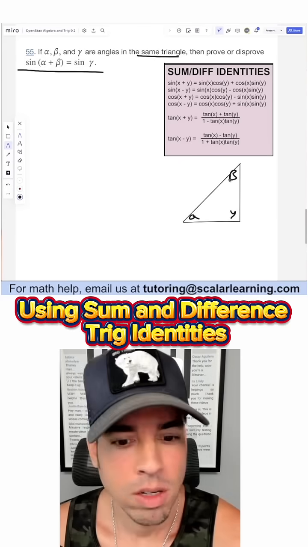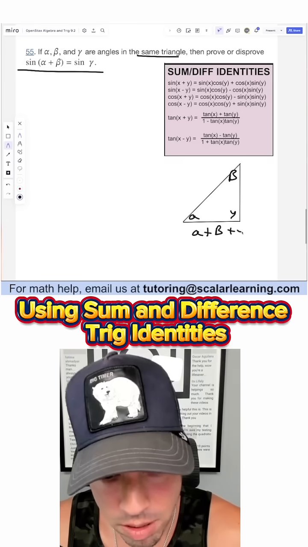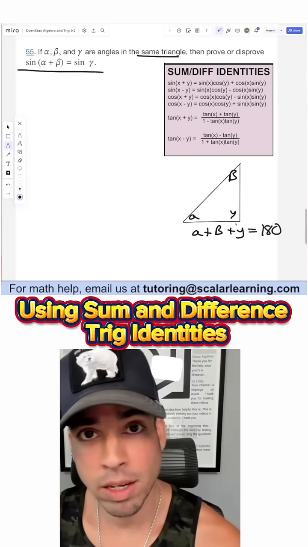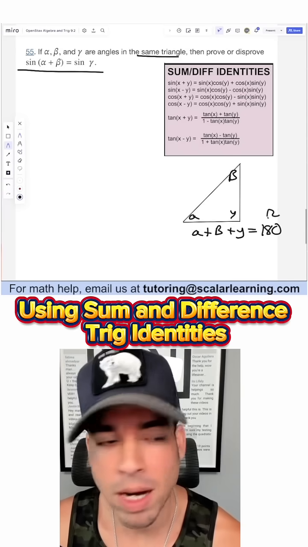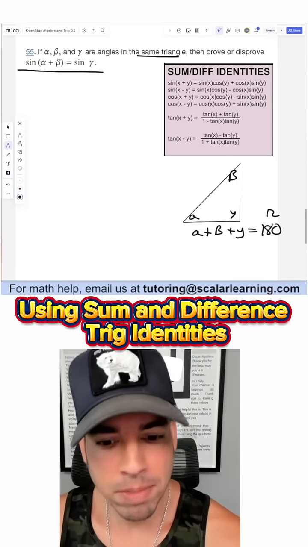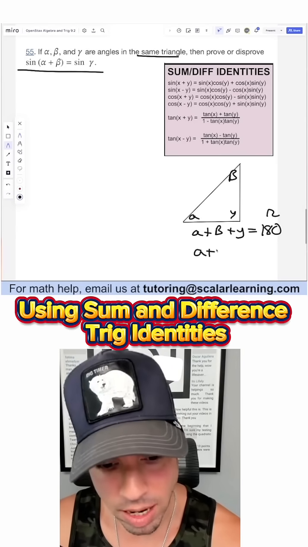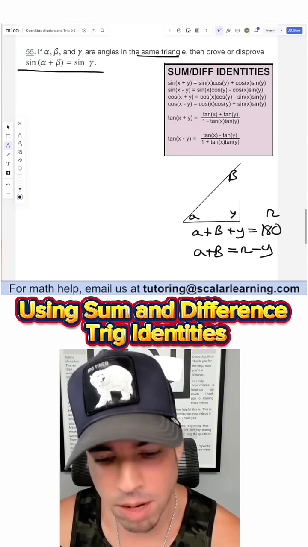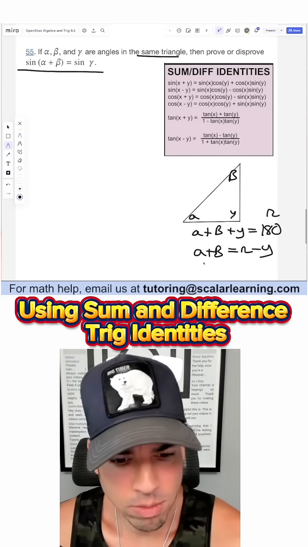And now, since they're all in a triangle, we know that A plus B plus that variable is going to equal 180, because all angles in a triangle add up to 180. In radians, it would be pi. So that means that if I subtract y or gamma from both sides, I know that alpha plus beta is equal to pi minus gamma.